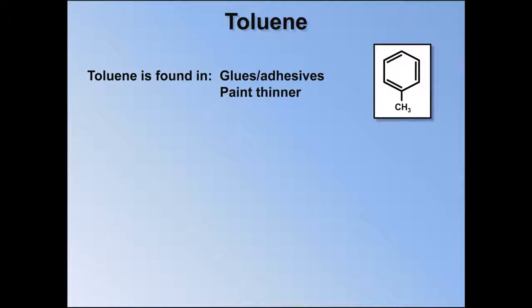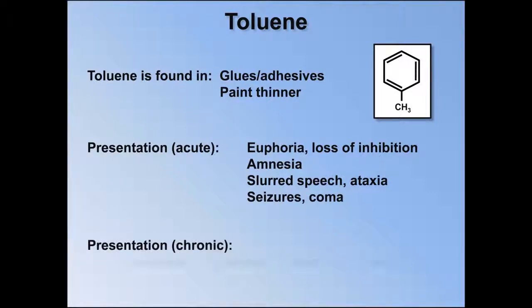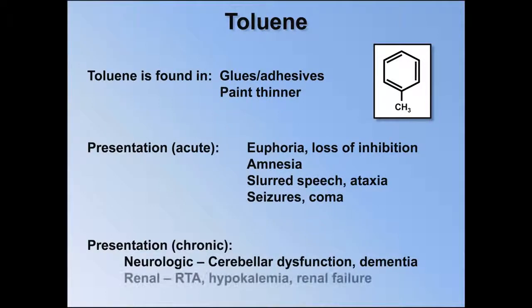It has a complex and incompletely understood effect on neurochemistry, but at least partially acts as an NMDA receptor antagonist similar to PCP, nitrous oxide, and ketamine, which explains its prominent acute effects of euphoria, loss of inhibition, and amnesia. In higher doses, it can result in slurred speech, ataxia, seizures, and coma. In chronic abuse, patients can develop cerebellar dysfunction and dementia, as well as RTA or renal tubular acidosis, profound hypokalemia, and renal failure.